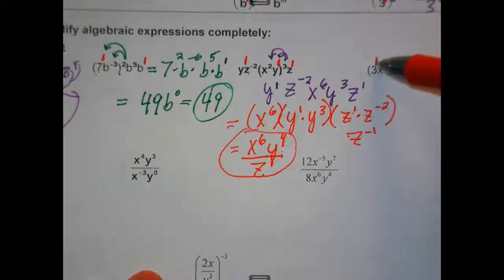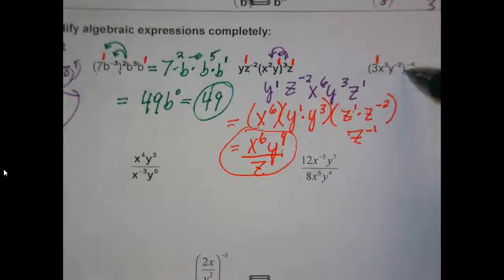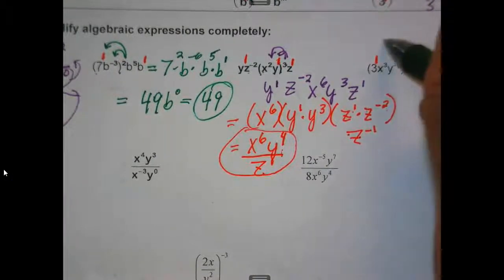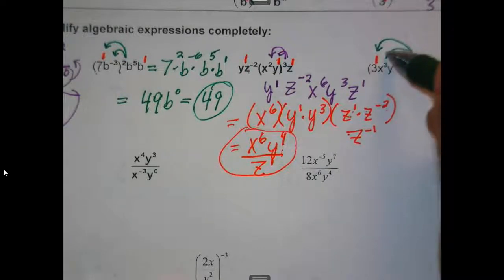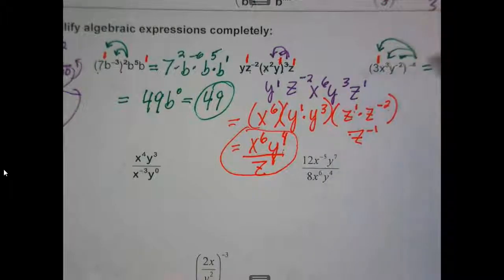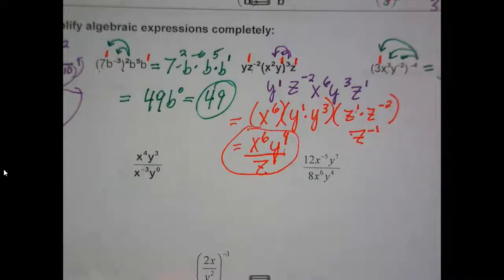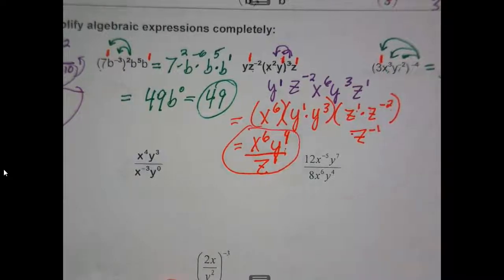3 to the 1st. I have negative 4 outside parentheses, so I need to multiply to each exponent. So I get 3 to the 1 times negative 4, 3 to the negative 4, x to the 3 times negative 4 is x to the negative 12, and y to the negative 2 times negative 4 is positive 8.